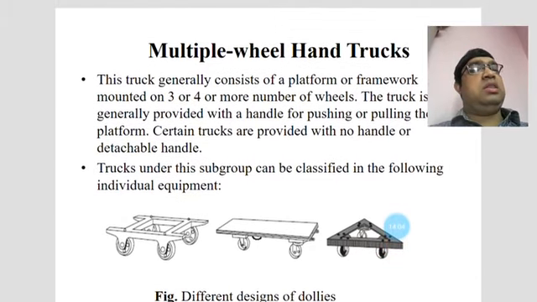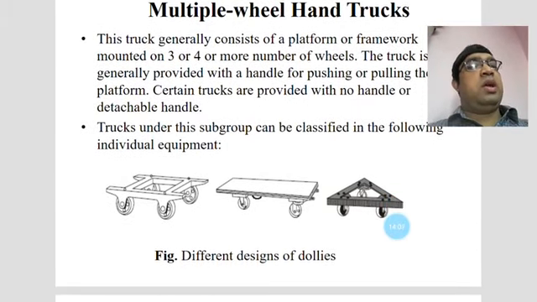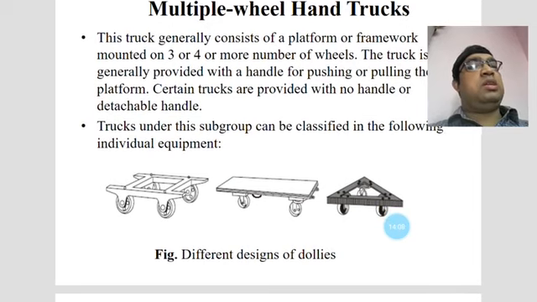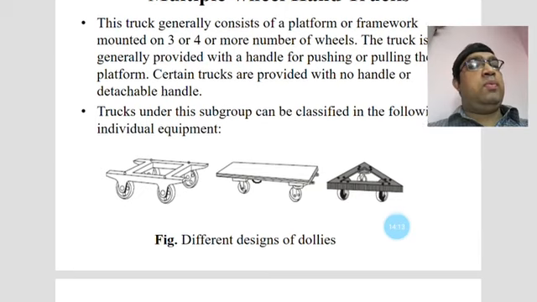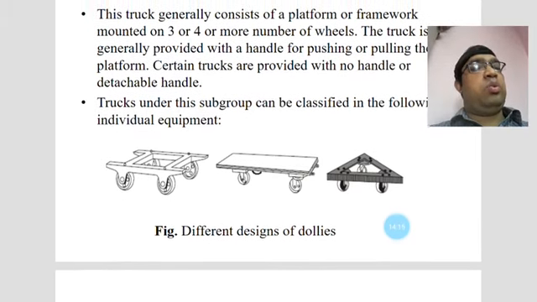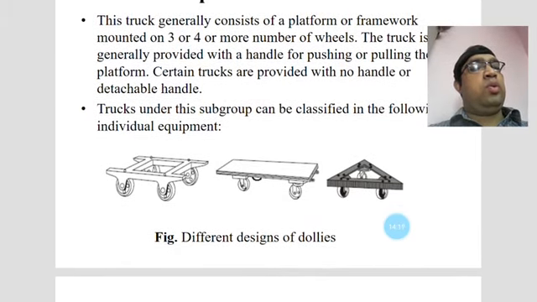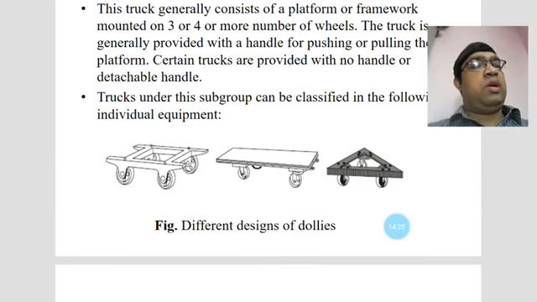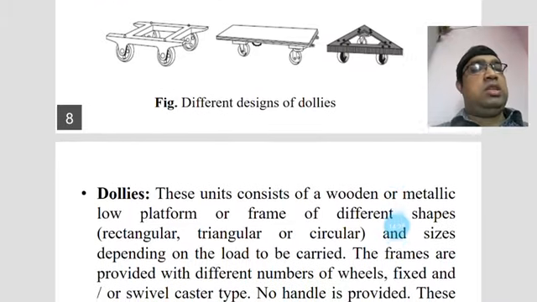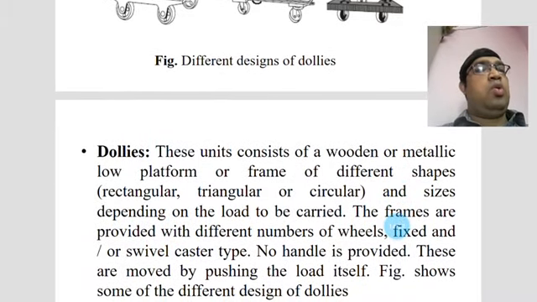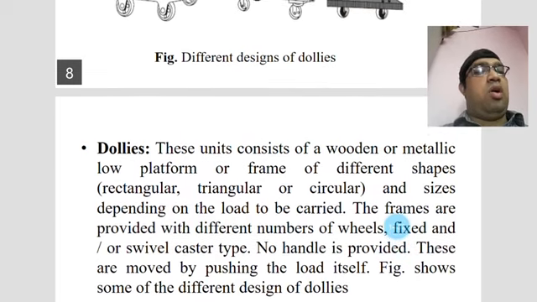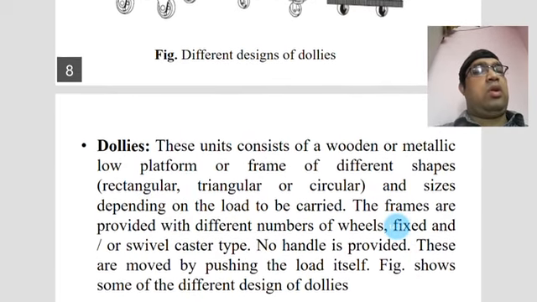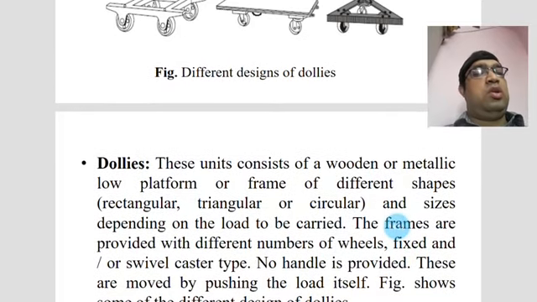Basically this is the dolly system, and this is a very portable type of equipment, just like the multiple-wheel hand trucks and the different types of dollies. These dollies will be used during the movement of materials. You have to make it portable, and according to your requirement you transfer your materials with these dollies. The dolly unit consists of a wooden or metallic low platform or frame of different shapes: rectangular, triangular or circular.